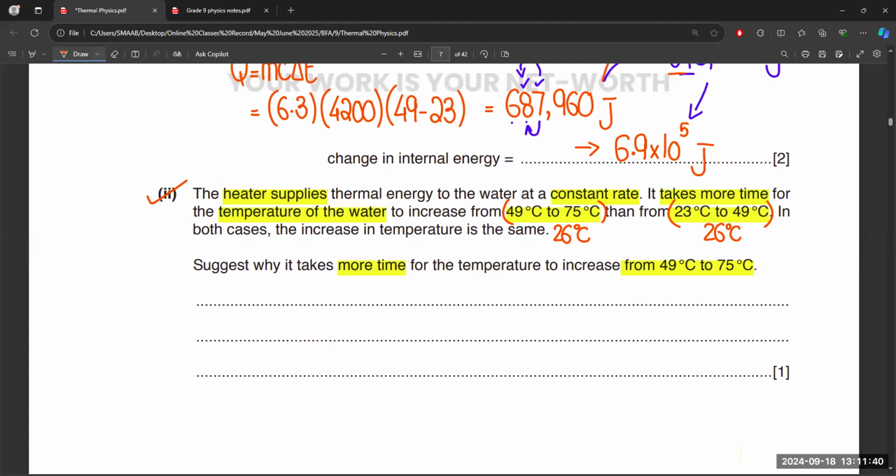Initially the temperature of the liquid is low, 23, closer to room temperature, so it is easy for the water to increase its temperature. But once the temperature of the liquid increases compared to the surrounding temperature, it also starts to transfer thermal energy into the surrounding. That is actually a loss of thermal energy. That is not beneficial for us, because our main purpose is to heat up the water, not the surrounding.